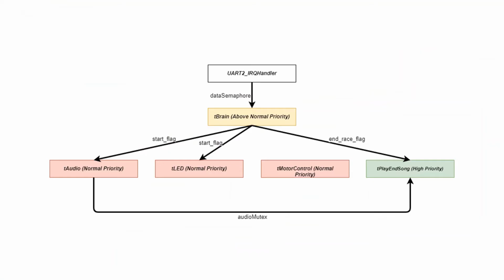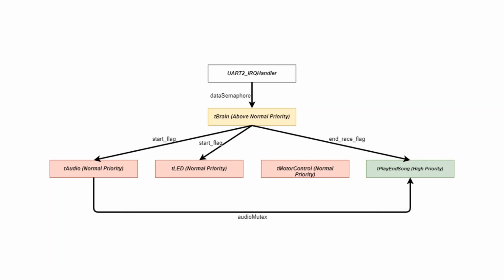Now, let's come to the RTOS architecture of our robot. It has 5 tasks in total, as shown in the diagram. The UI interrupt handler receives the data and passes it to T-Brain to decide the corresponding action. At the beginning, when T-Brain receives the initialize packet, it will set the start flag and allow the T-Audio and T-LED threads to start controlling the buzzers and the LEDs.